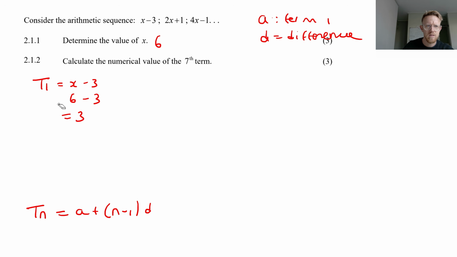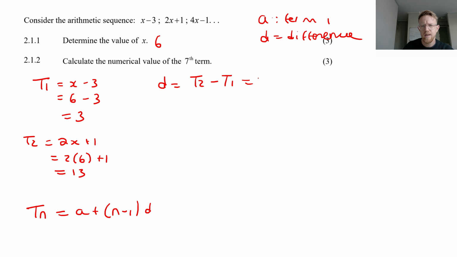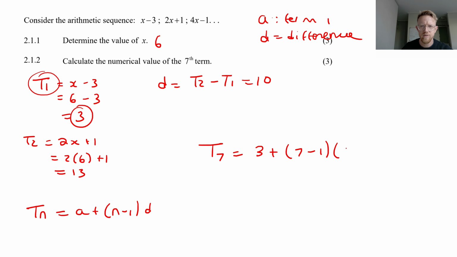Let's rather do it like this. Now term 2 is going to be 2x plus 1, which is 2 times 6 plus 1, which is 13. So if you had to work out the common difference, you would just say term 2 minus term 1, and that would give you 10. And so we can now work out what term 7 is, because we now have a, which is term 1, which is 3. n is your term, which is 7, and then the common difference each time is 10. And so term 7 would end up being 63.